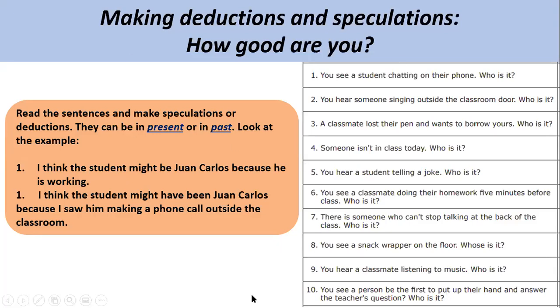For example, I can say number 1. You see a student chatting on the phone. Who is it? I think the student might be Juan Carlos because he's working. Or another speculation that I have, I think that the student might have been Juan Carlos because I saw him making a phone call outside the classroom. Okay? So basically, I want you to do many different speculations and deductions for these sentences.